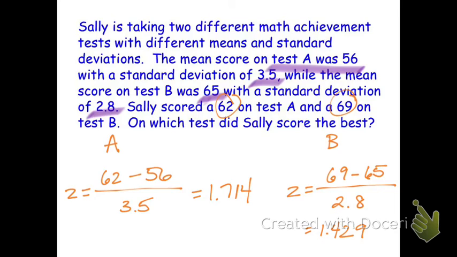Once you have both of her z-scores, which one did she actually do better on? A, because she has a higher z-score. Good. So relative to everyone else and how they did, test A must have been higher. So she did better on test A.